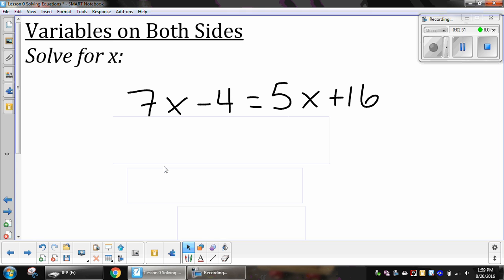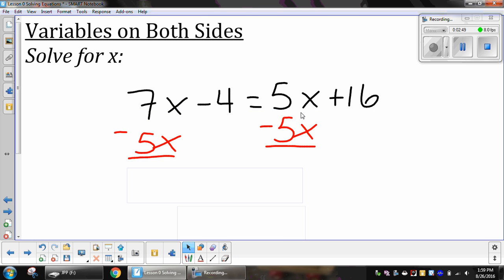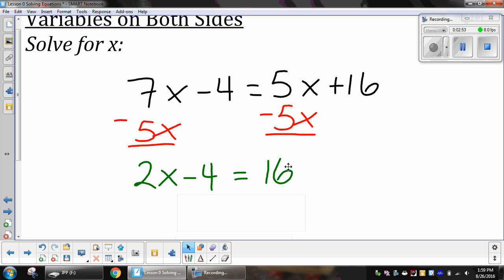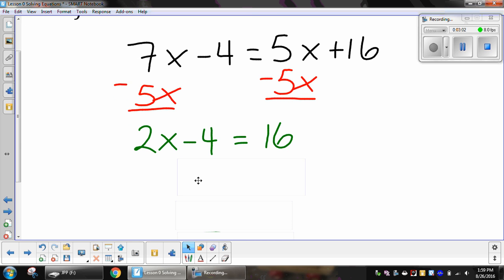So I'll go through another example, and then I'll give you one to try on your own. Very similar, different numbers here. I'm going to start by subtracting 5x from both sides. I like to move the x's first, and I like to move the x with the smaller number in front. So I'll subtract 5x from both sides. That leaves me with just the plus 16 over here. It's a positive 16. 7x minus 5x gives us 2x, and we still have the minus 4.